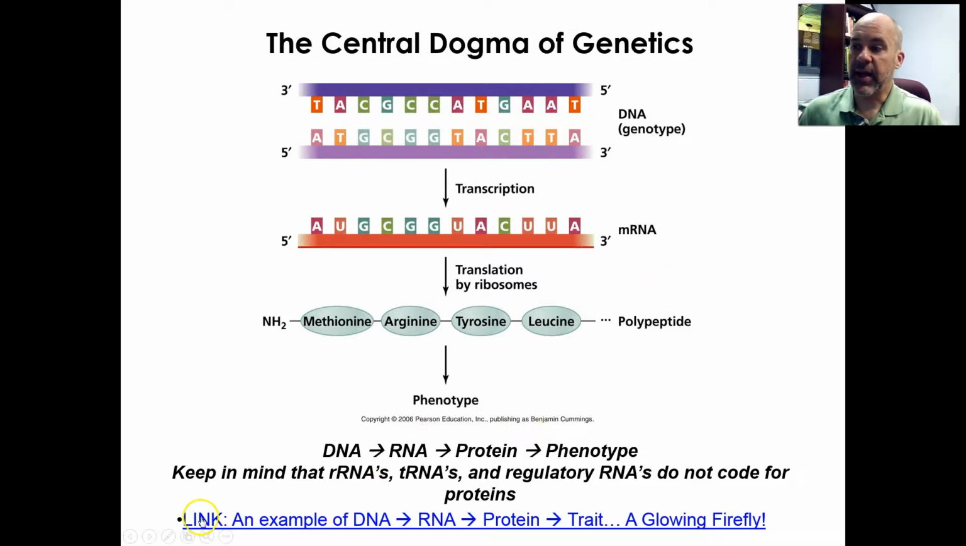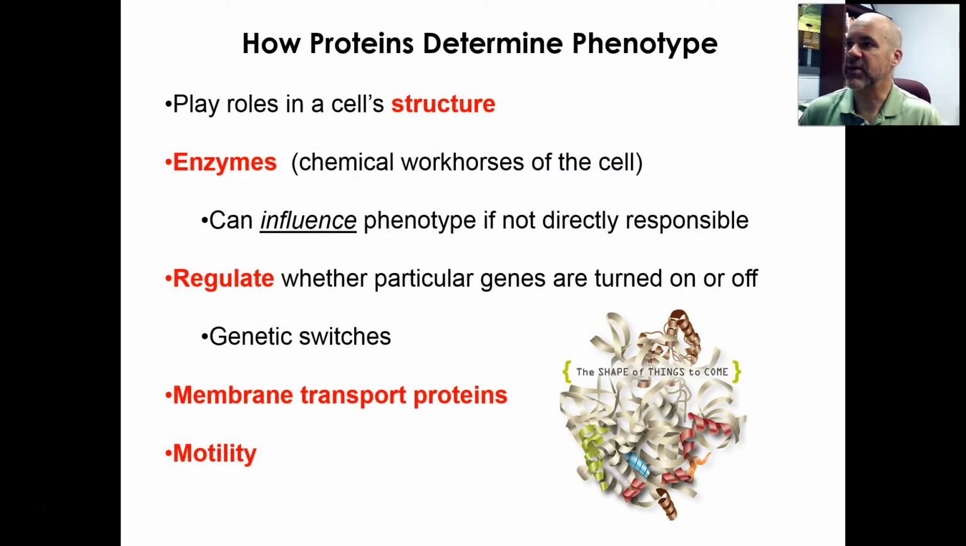Okay. I've got a link here that you might want to check out. This is another one of those activities on the Learn Genetics website, which goes through how you go from a gene on DNA to the trait of a firefly glowing. So that's another good activity for you to go through for helping you understand going from DNA to RNA to protein to trait. So I encourage you to check that out.